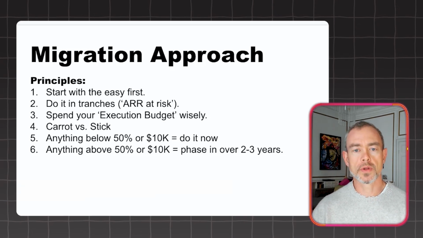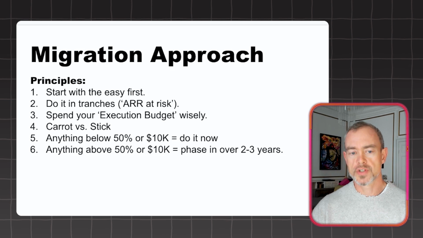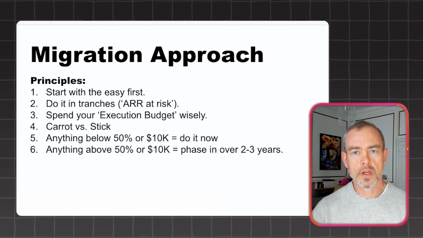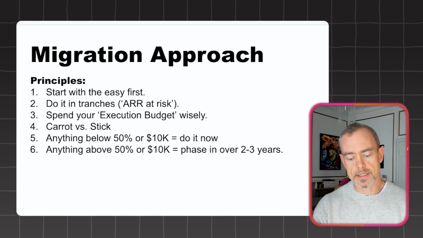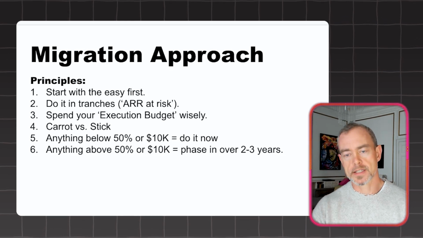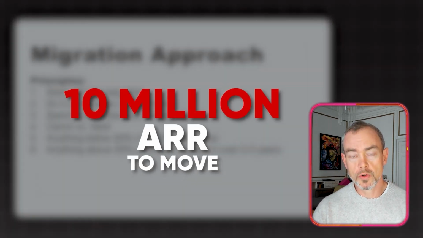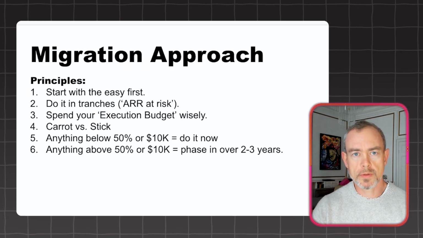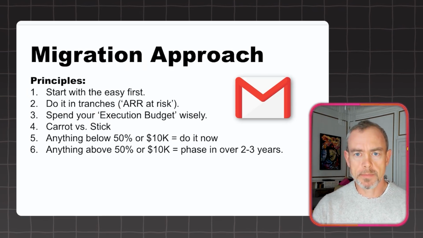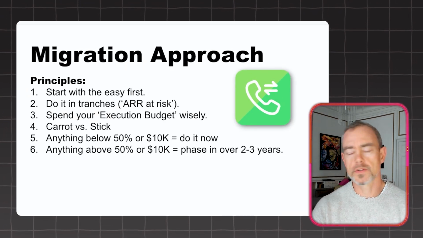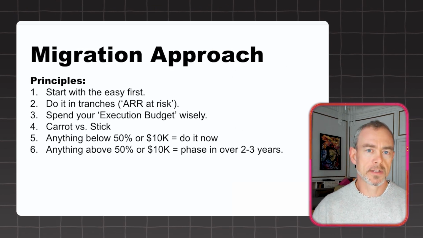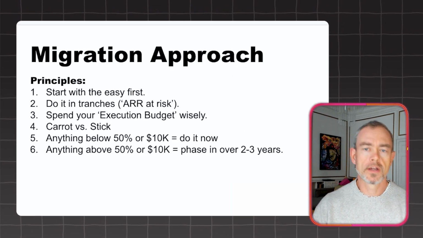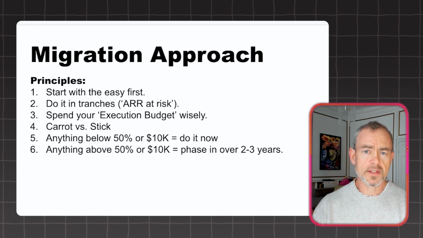So you want to start with some easy wins where you can change pricing and get some customers over without too much of a battle. Do that and then do it in steps. If you have, let's say, 10 million of ARR to move, just move 2 or 3 million at a time, send them the email, handle the customer success calls, do all the negotiation. And then once it settles down, send the email to the next 3 million of ARR and go through it in steps. That's just much easier.